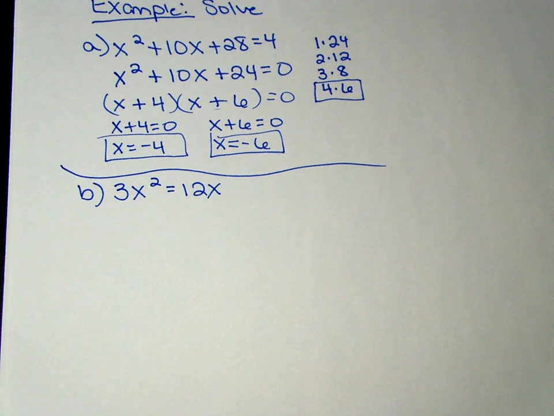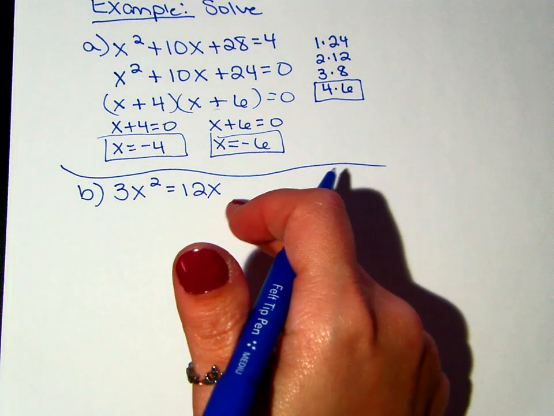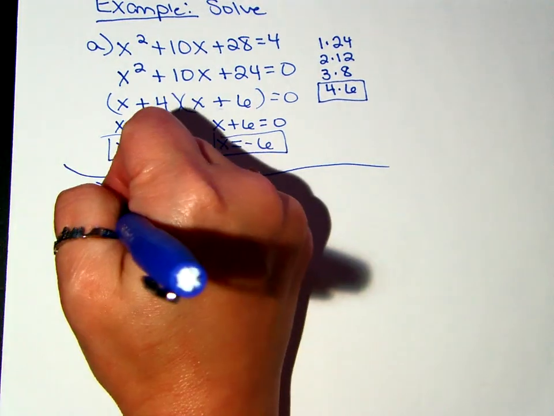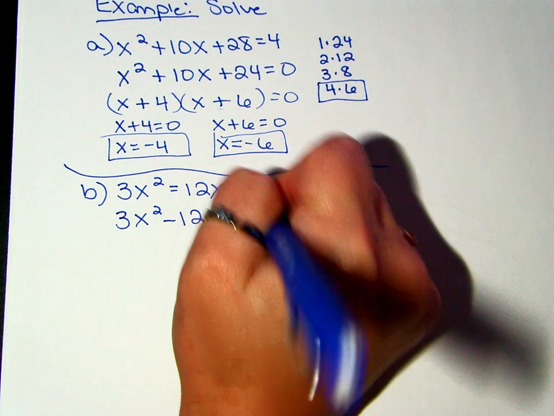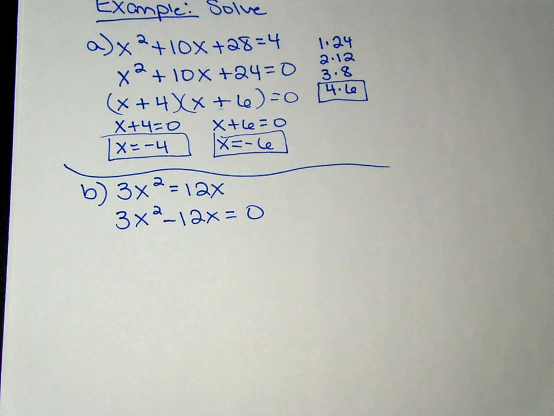Same rules, same steps. This one obviously looks different. We have a 3x squared equals 12x. It's still considered a quadratic because we have an x squared term in it. So our whole goal still is to start by getting it to look like ax squared plus bx plus c equals 0. So I'm going to subtract the 12x to move it over to the left-hand side. That way I have everything set equal to 0.